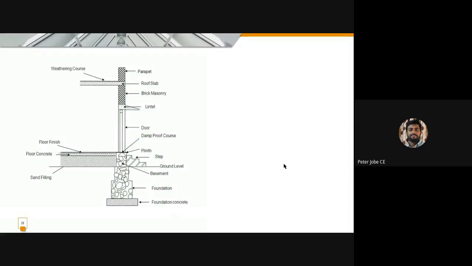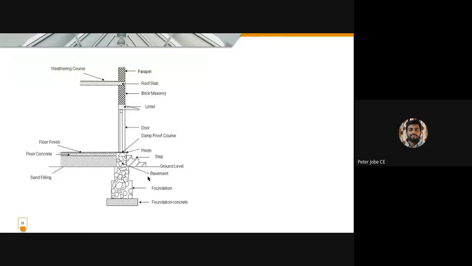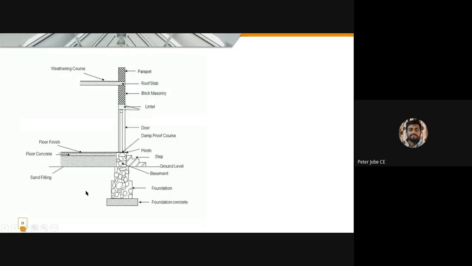So we can see a figure here, which shows the ground level. Our ground level is marked here. This is the ground level. As per the definition of our components, what is a substructure? A substructure is the portion of the building below the ground level. So starting from foundation concrete until ground level is the substructure. Then above ground level but below the walls, it's known as the plinth or basement. So this will be above ground level but below our walls, that is plinth or basement.